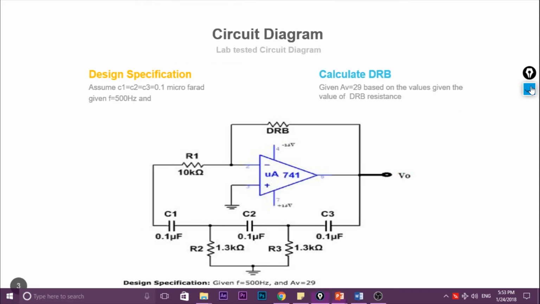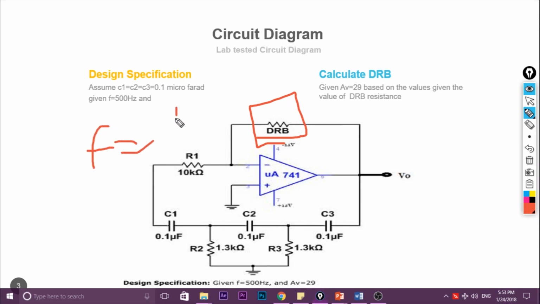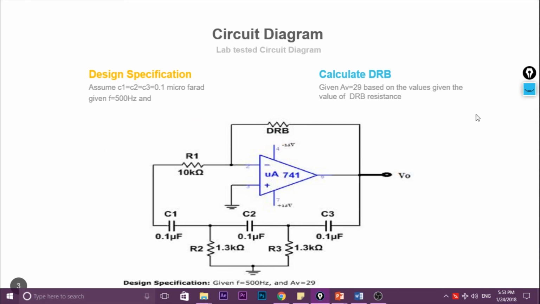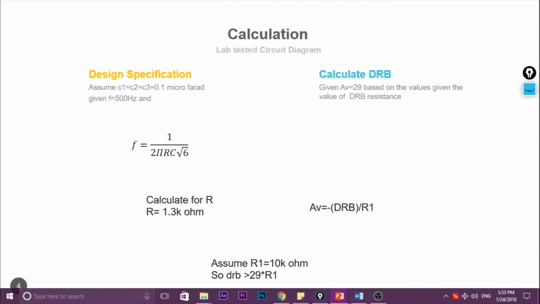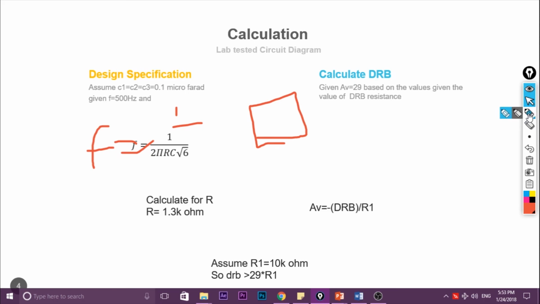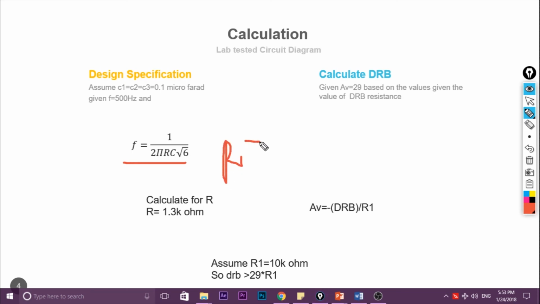So here we have this DRB value. We are calculating the DRB value by using the formula F is equal to 1 by 2 pi root 6 RC. Let's go there. So here is the formula. By using this formula, calculate the value of R by taking C is equal to 0.1 microfarad.